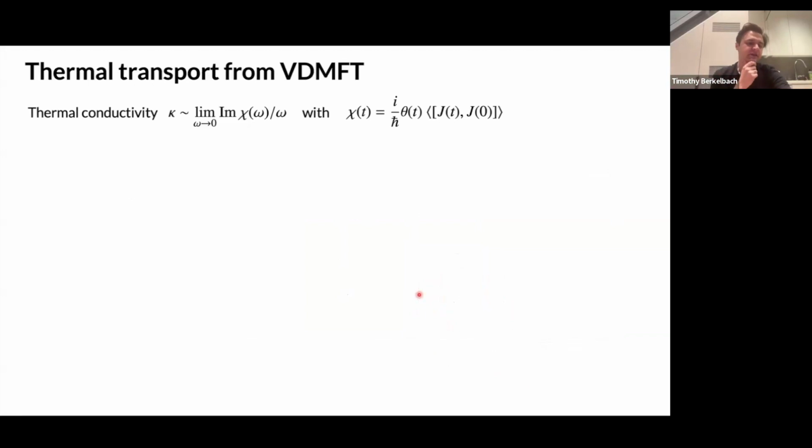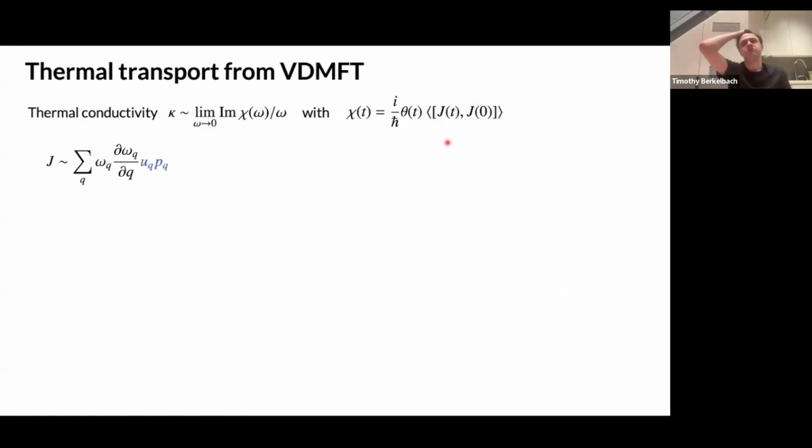And the last bit I'll talk about before wrapping up is the ability now to calculate thermal properties or transport properties. So again, for those who do this with electrons for the electrical conductivity, it looks very similar. The thermal conductivity will be the zero frequency limit of some response function, and that response function is related to the current time correlation function.